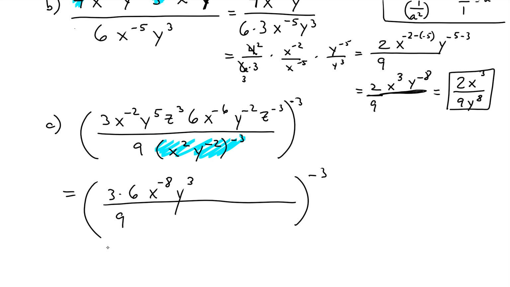And now I'm going to take care of this thing here. So I've got in my base a product, and it's raised to a power, so I can distribute my exponent to each of the factors that I find in the base. So x squared to the minus 3, so that's x to the minus 6. Remember, we're going to multiply them. And y to the minus 2 times y to the minus 3.